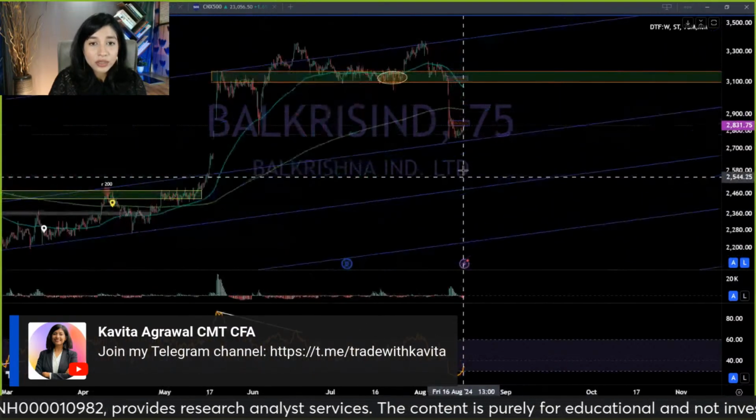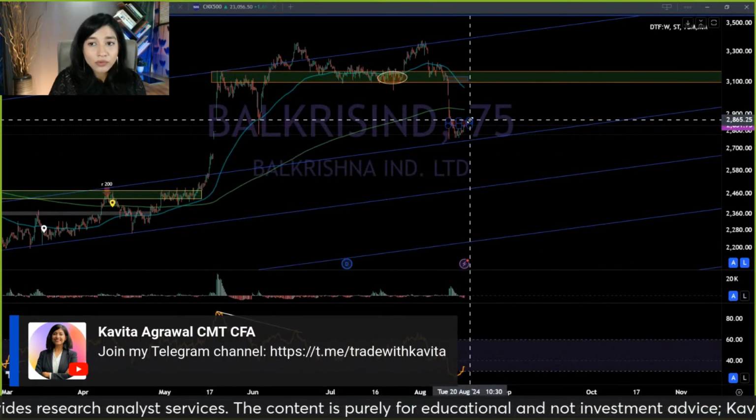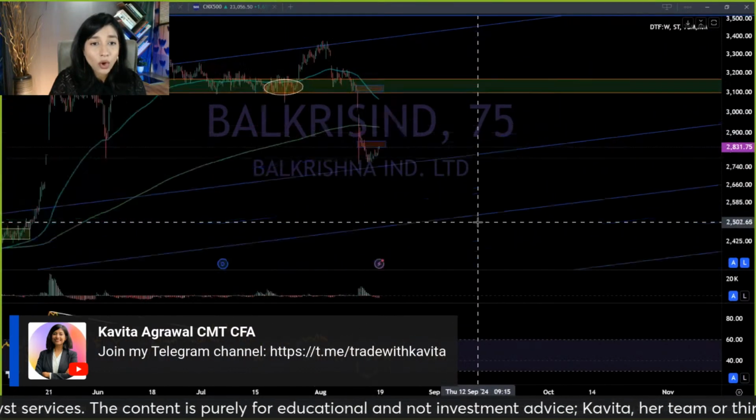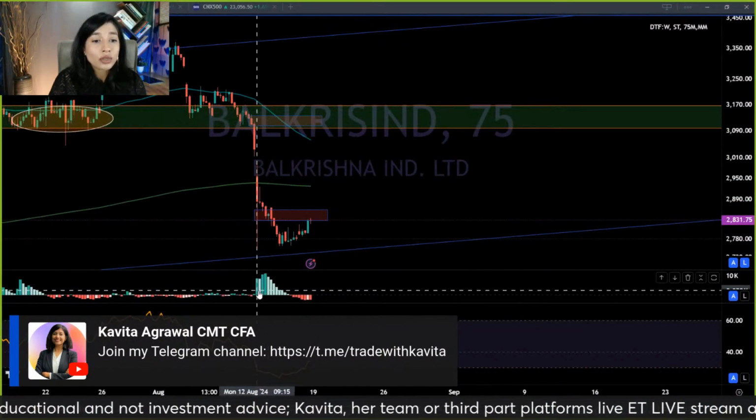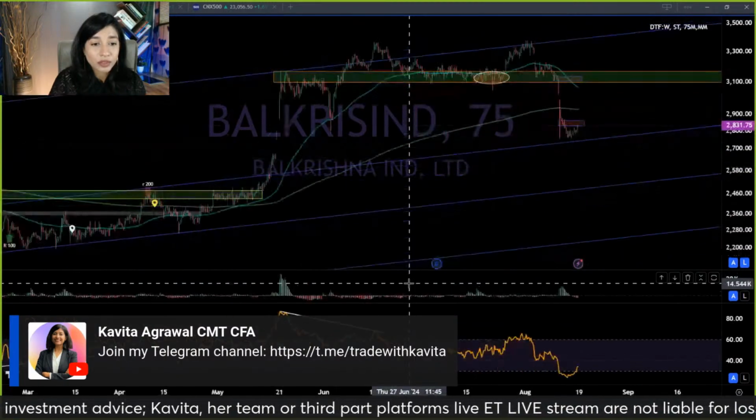If this stock sustains above the level of 2865, and the volumes kind of return to the upside. So right now what I'm seeing is the volume is strong on the downside. This doesn't make me comfortable at all.